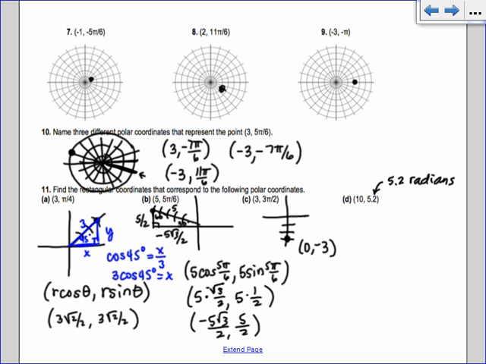So I would just use your calculator. You're going to do 10 cosine of 5.2, 10 sine of 5.2. When you do that, you should get 4.685, negative 8.835.